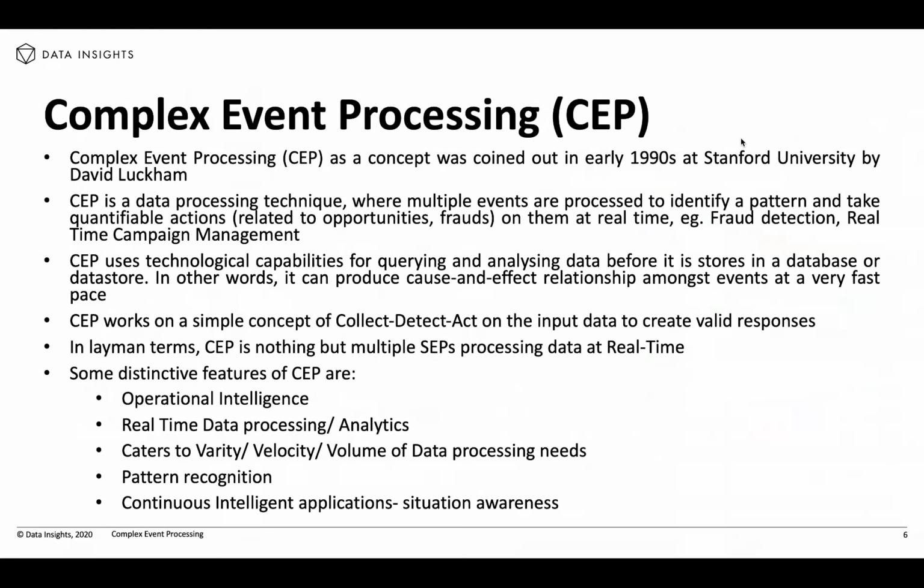CEP as a concept is implemented these days in a lot of areas, because it provides a lot of features like operational intelligence. You have real-time data processing and you can act on the data in real time. You can capture and work according to the variety, velocity, and volume of the data. You have a pattern, and you can recognize that pattern very easily on the fly. These are some of the benefits which complex event processing as a system provides to its users.